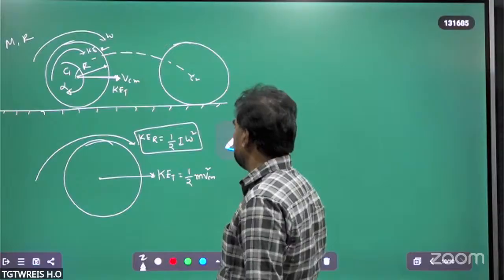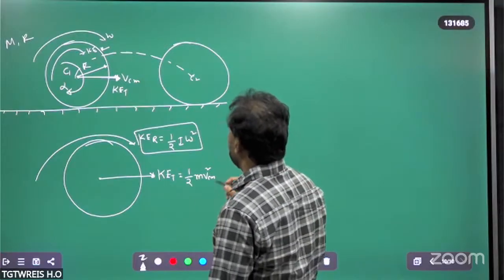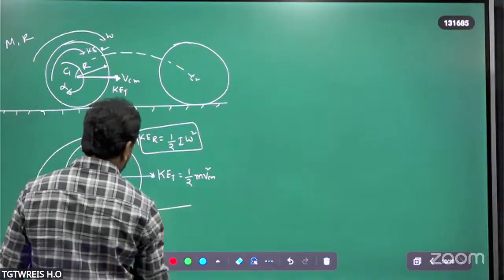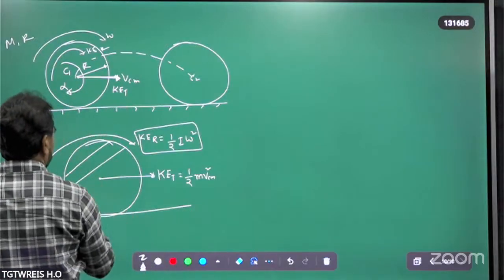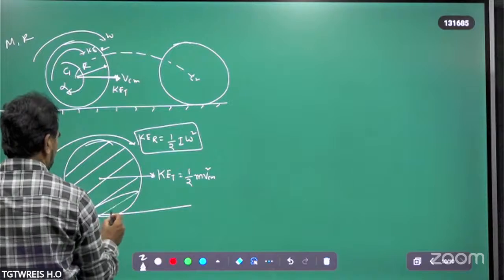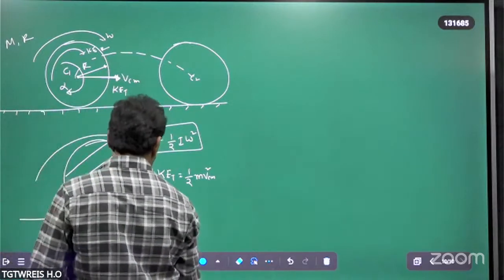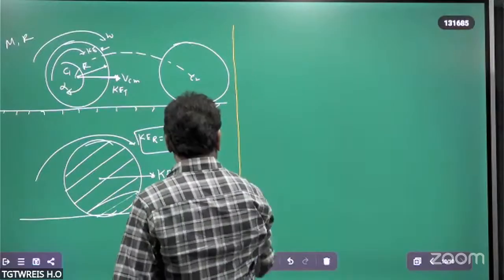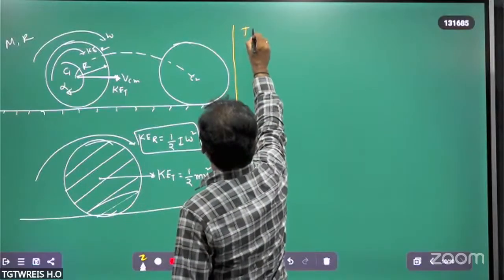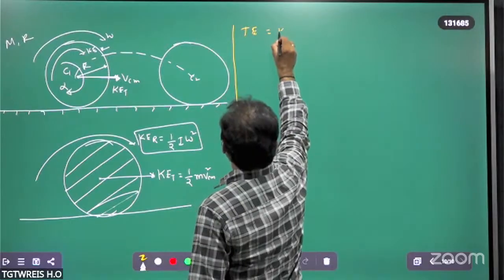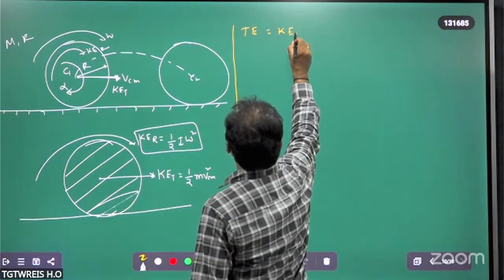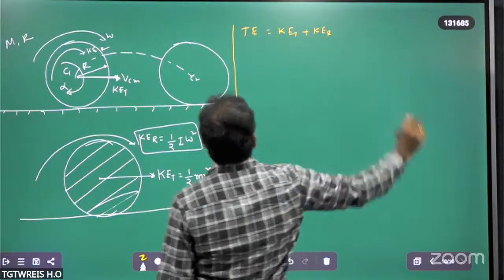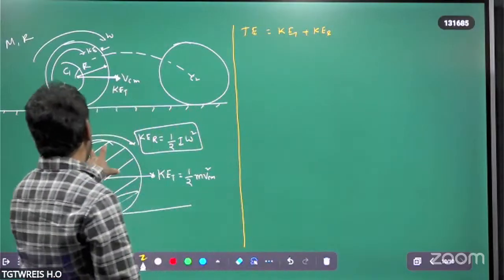What is the total energy of the disk? The total energy of the disk is equal to TE, which is equal to KE translational plus KE rotational. This is the net or total energy acting on the disk.